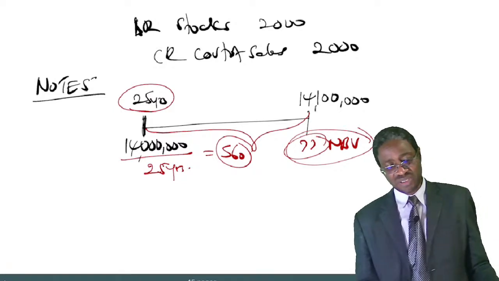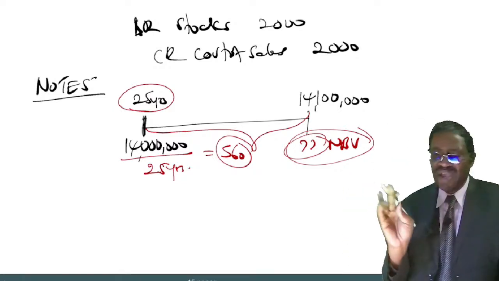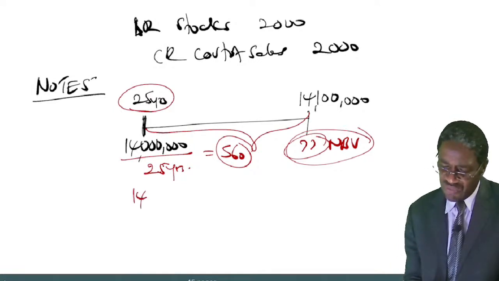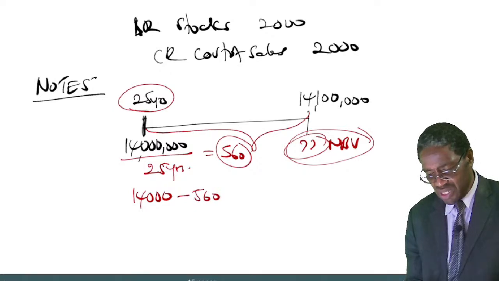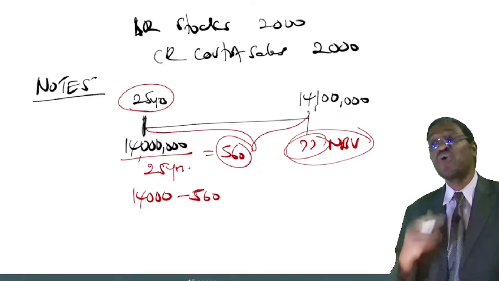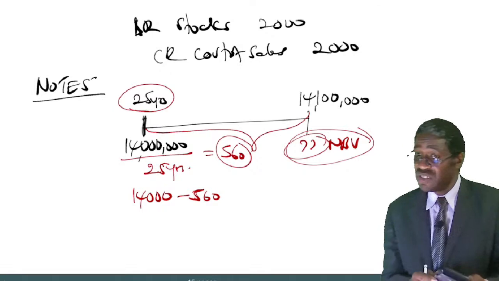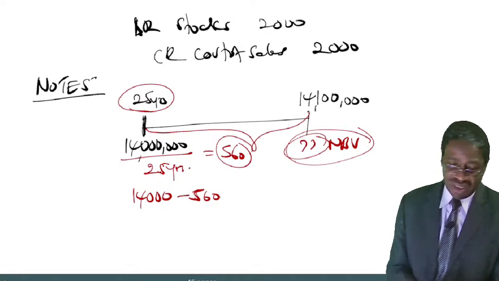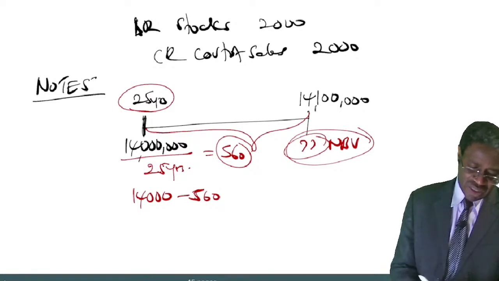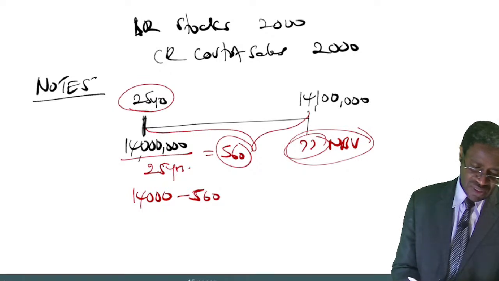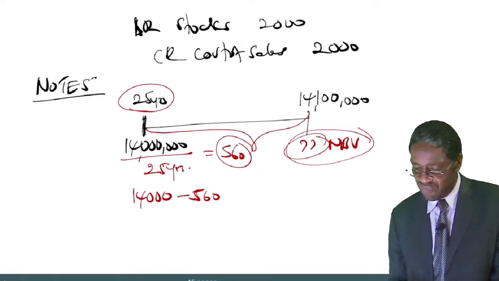Good. Listen. If it's being depreciated by 560, and by the beginning of the year it was worth 14,000, now it has lost 560, what therefore was the book value of the building as at the end of the year? I take that 14 million, I minus that 560, and that will give me the book value to be 13,440.